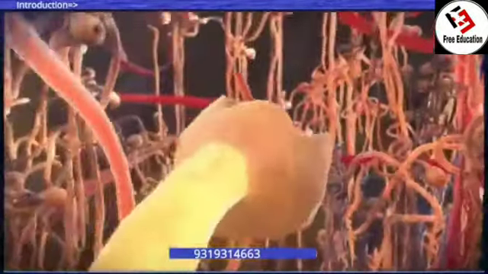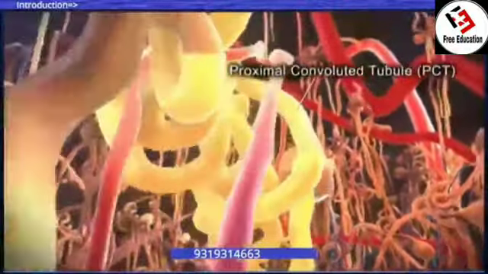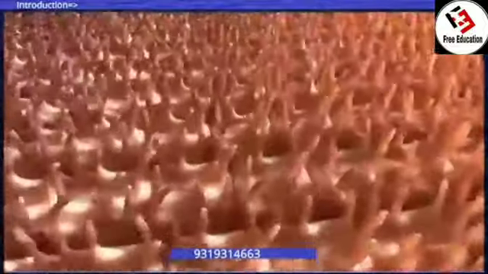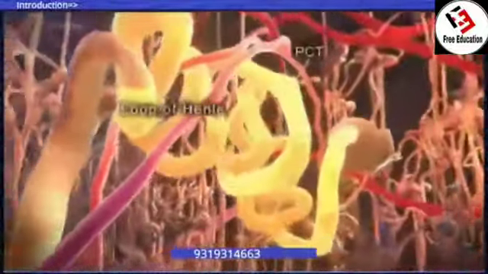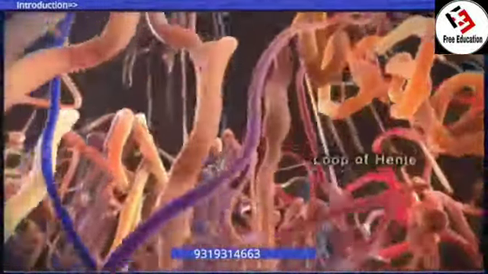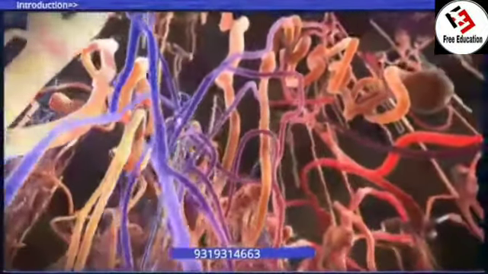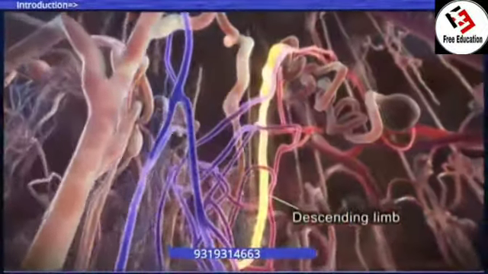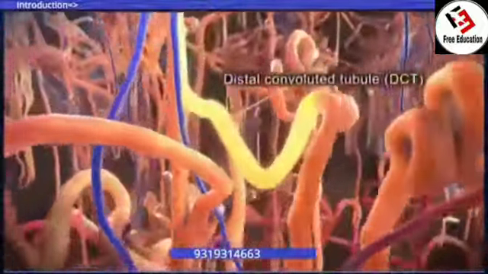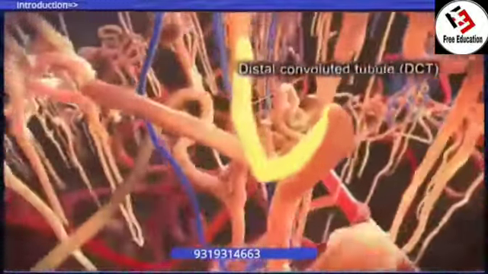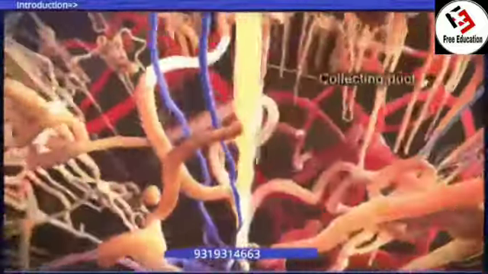This capsule extends into the proximal convoluted tubule (PCT) on the inner side. This tubule is lined by a brush-bordered epithelium with numerous microvilli. This PCT leads into the loop of Henle, which lies in the medulla region. It is U-shaped and has a descending limb and an ascending limb. This further leads into the distal convoluted tubule, which is again seen in the cortex region, and it finally joins the collecting duct.